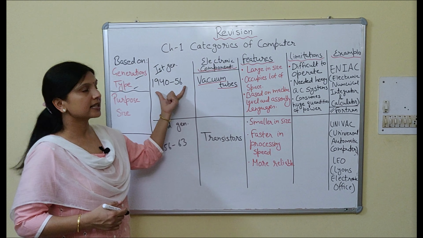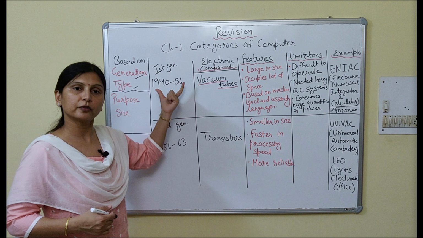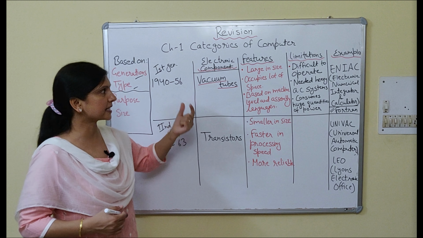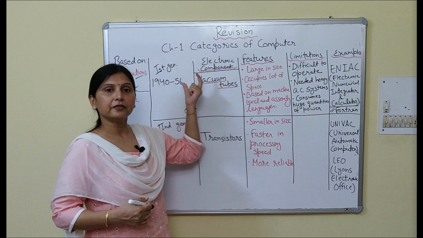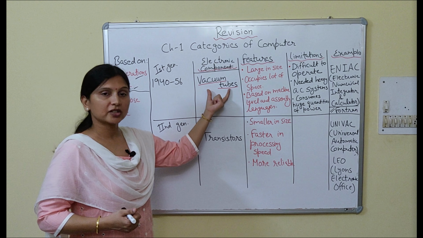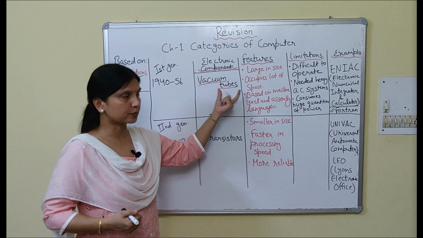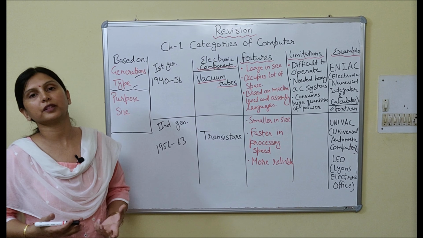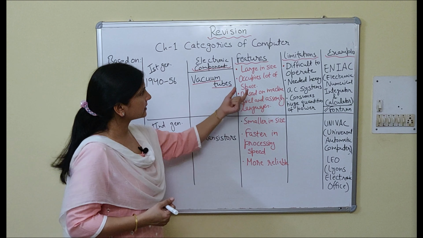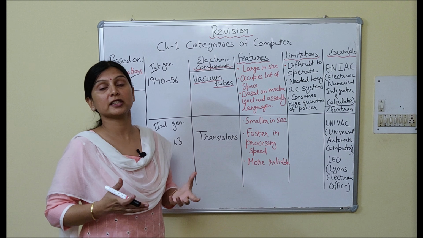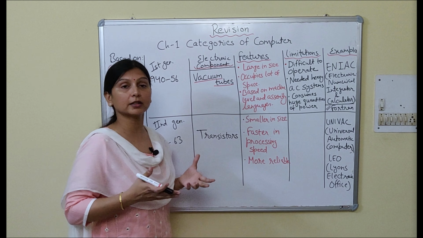So this is first generation, and the period for first generation was 1940 to 1956. Then in first generation, which component did we use? In first generation, we used vacuum tubes. Now the features. What were the features of first generation computers? Computers were larger in size, in fact very large in size, and almost one room was needed to occupy that computer.